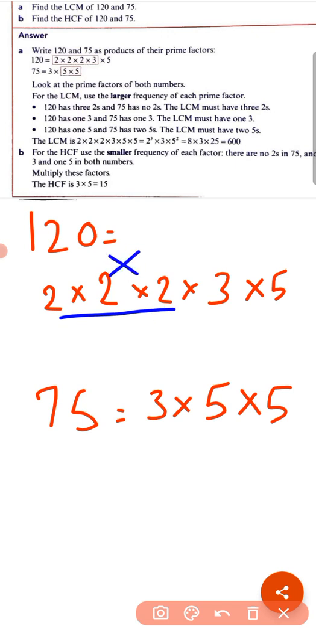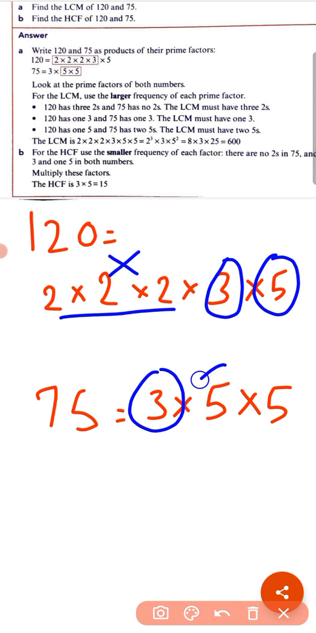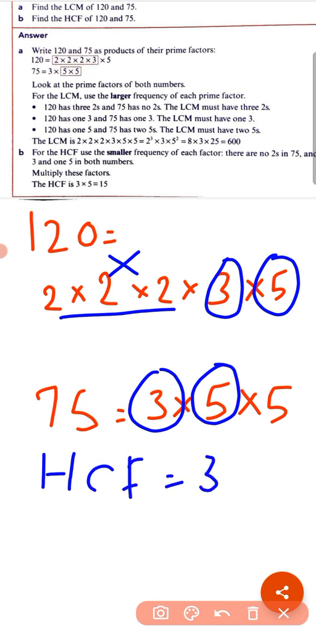Next, the common factor is 3. 3 is common in both. Next 5. Okay. So the HCF is equal to 3 into 5, which is equal to 15. HCF of 120 and 75 is 15. Okay.